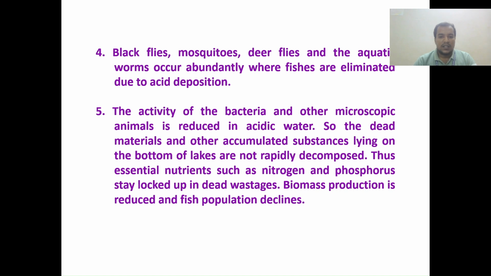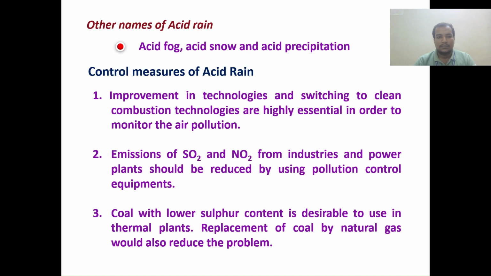Black flies, mosquitoes, small tear flies and aquatic worms occur abundantly where fishes are eliminated due to acid deposition. The activity of bacteria and other microscopic animals is reduced in acidic water, so the dead materials and other accumulated substances lying on the bottom of lakes are not rapidly decomposed. Essential nutrients such as nitrogen and phosphorus stay locked up in dead matter. Biomass production is reduced and the populations decline.